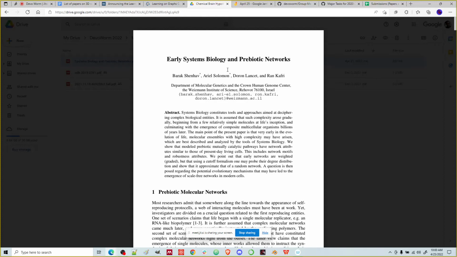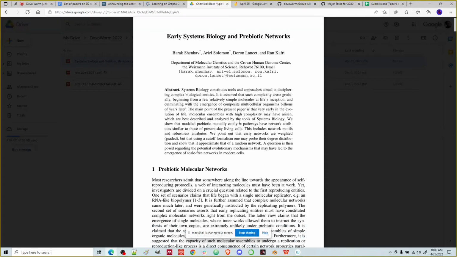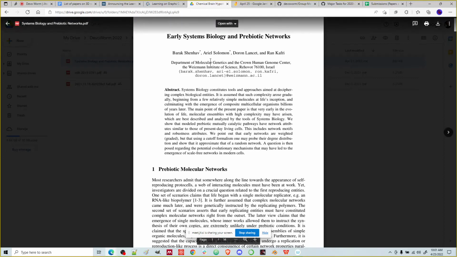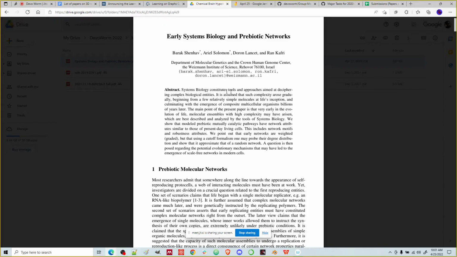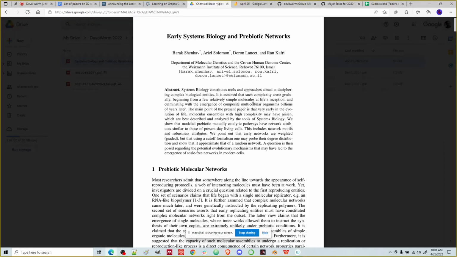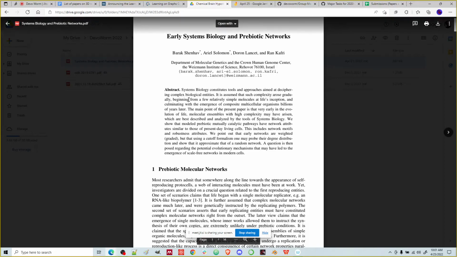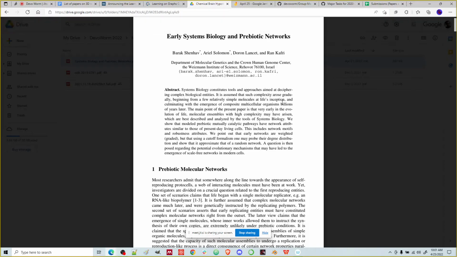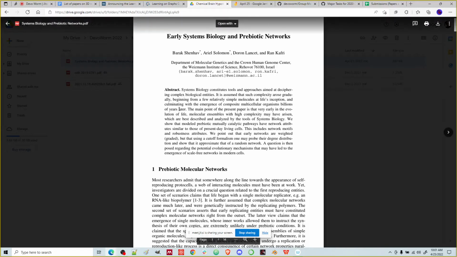Another aspect is to go back even further and talk about what was happening at the origin of life. So I'm going to go through a couple papers on this, about the systems biology. It's really interesting work. This paper is on early systems biology and prebiotic networks. The abstract reads, systems biology constitutes tools and approaches aimed at deciphering complex biological entities. It is assumed that such complexity arose gradually, beginning from a few relatively simple molecules at life's inception, and culminating with the emergence of composite multicellular organisms billions of years later.